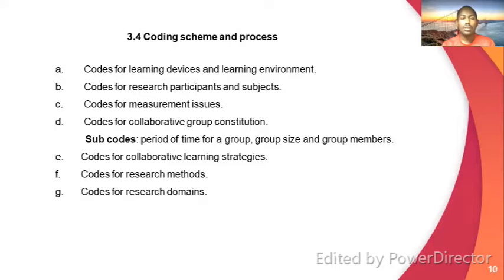Coding scheme and process. They identified 7 coding schemes. The first is codes for learning device and learning environment, then codes for research participant and subject, codes for measurement issue, and codes for collaborative group constitution. Under this code, they have some subcodes: period of time for a group, group size, and group members. The fifth coding scheme is code for collaborative learning strategy, the sixth is code for research method, and the last one is code for research domains.